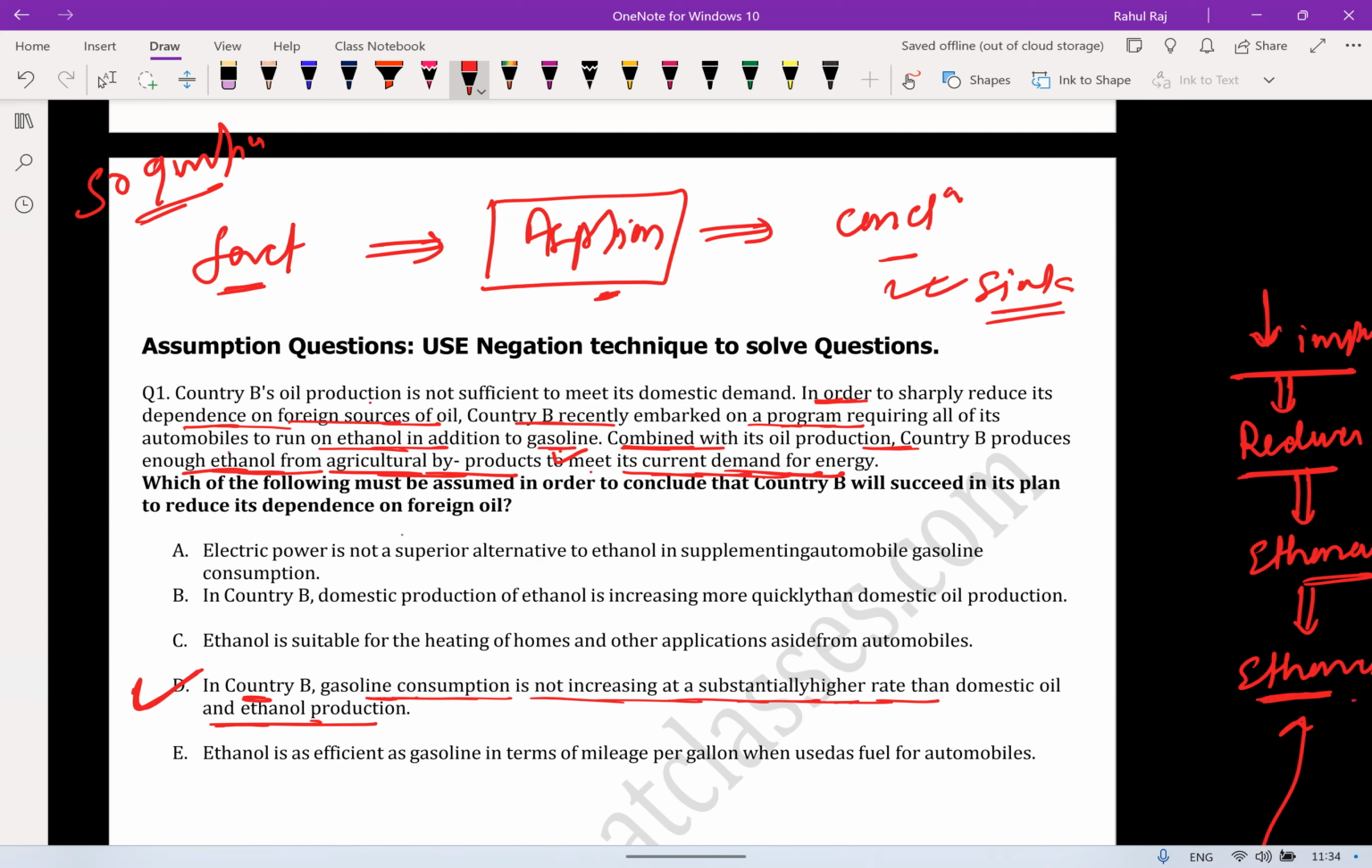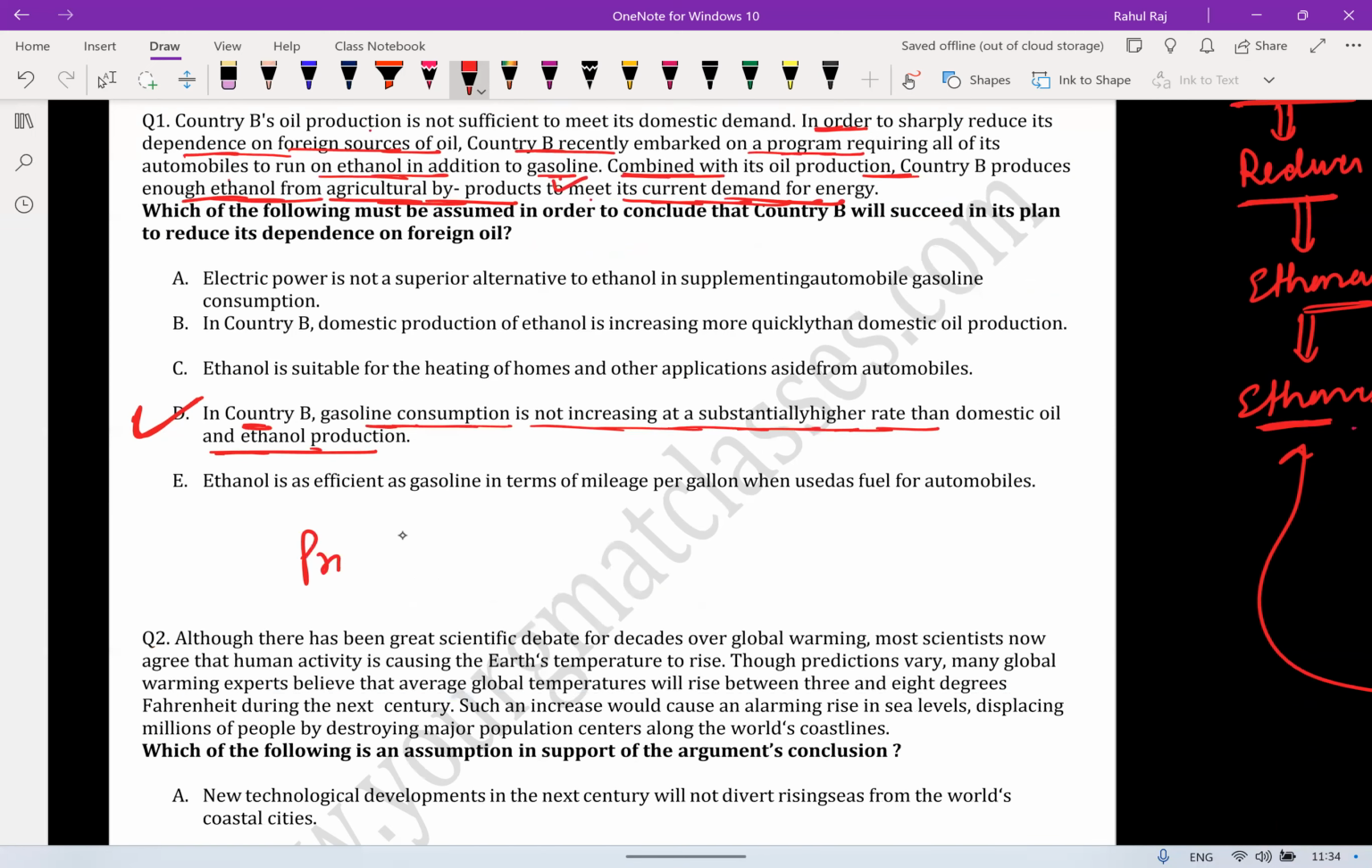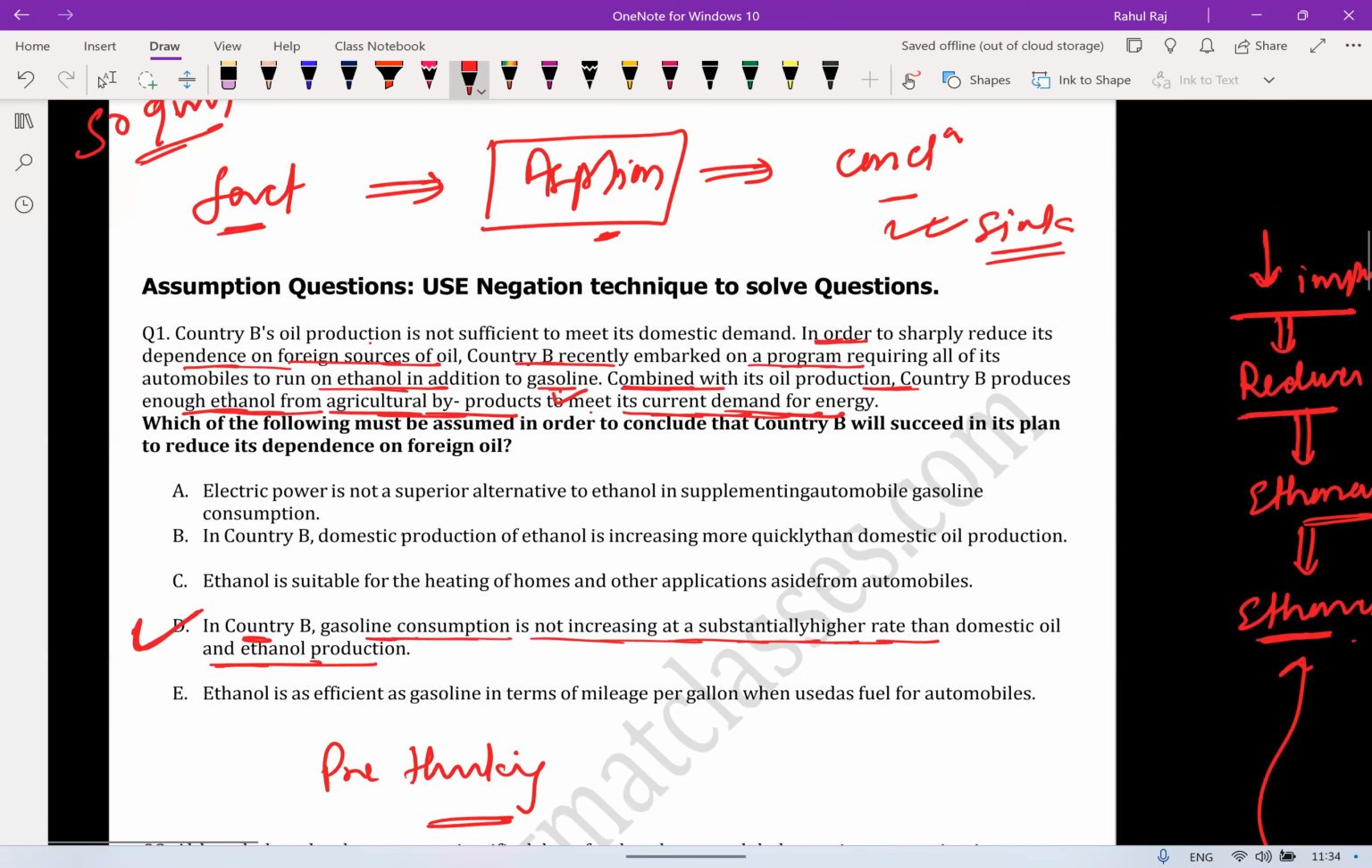Now there is something called pre-thinking. I'll come down to this also, but please don't get into all these things. It is absolutely not required, because in a tough question, it is practically impossible that you will be able to pre-think. But I'm just telling you what exactly pre-thinking is.